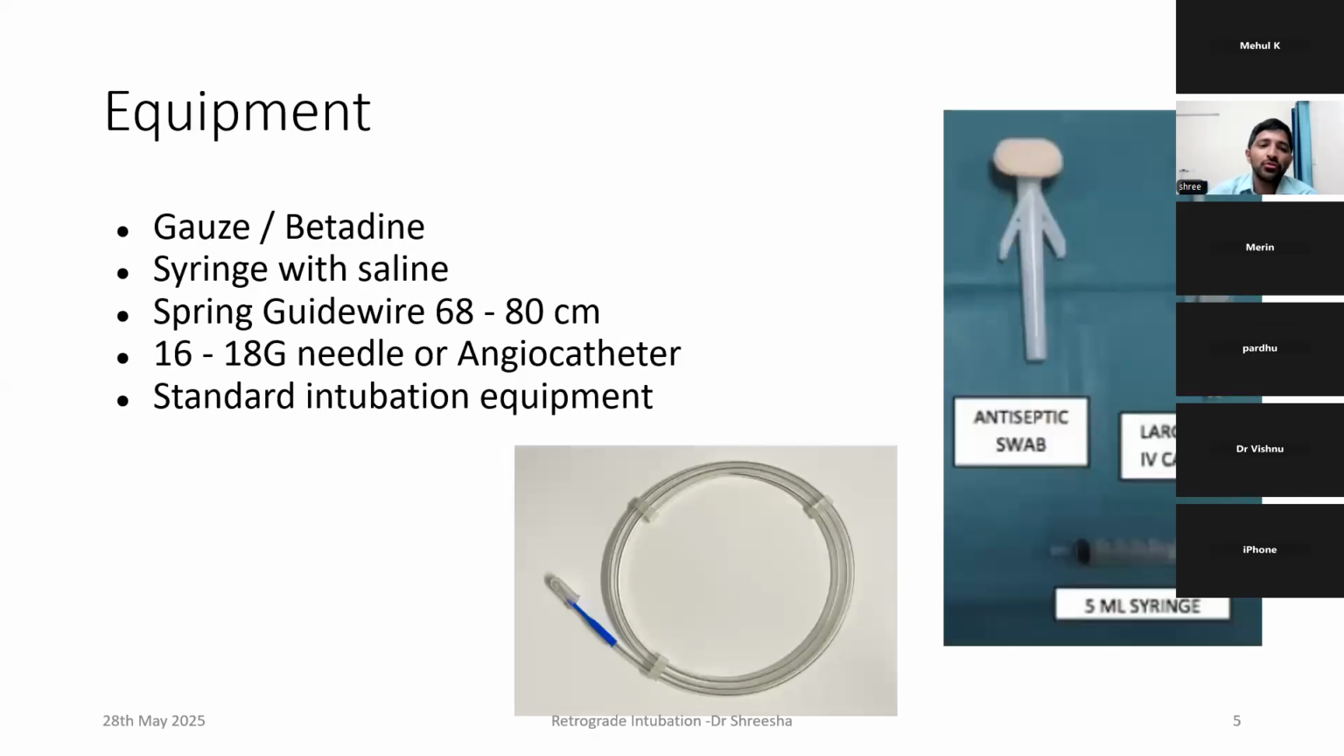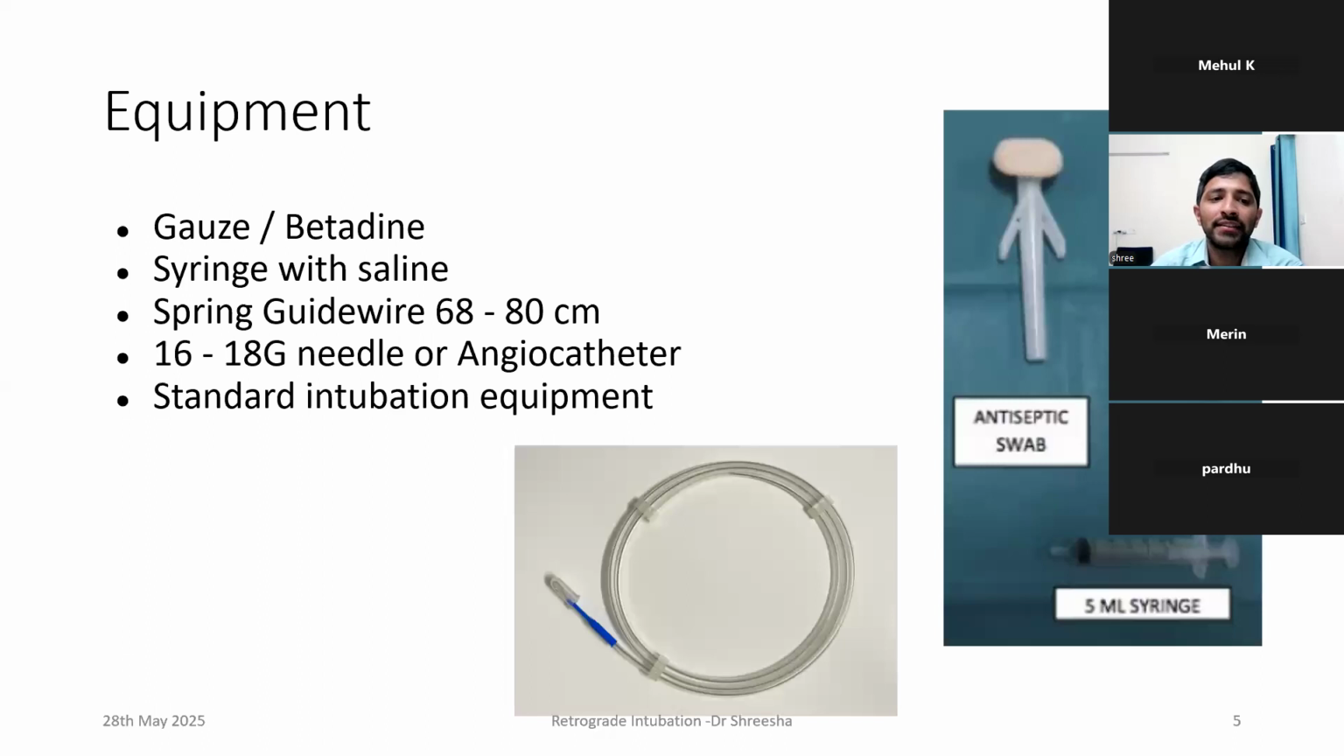In addition to our standard intubation equipment, we need gauze and betadine to clean the skin, and a syringe with saline attached to an 18 or 16 gauge needle or an angiocatheter. We also need a spring guide wire which is at least 68 to 80 centimeters in length. This can be taken from the central line set that we usually have, or you can use an Amplatz stiff guide wire or a Terumo guide wire, which is available separately in the market.